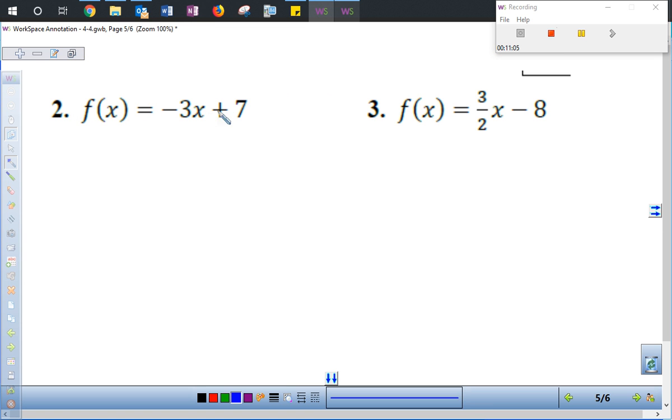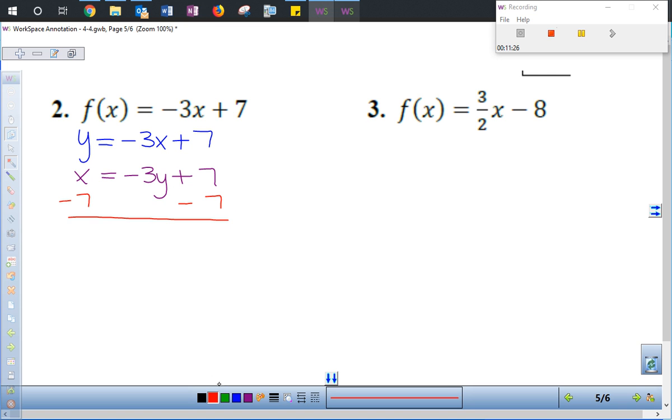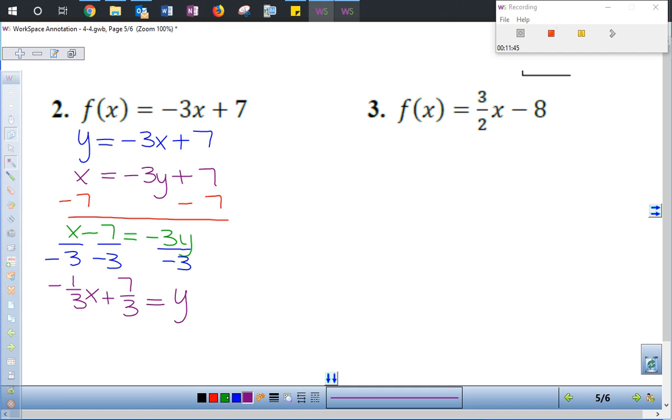So step 1, we want to change this f of x to y, so we'll have y equals -3x plus 7. Next, we switch our x and y, so x equals -3y plus 7. Then we solve for y, so subtract 7 from each side. We'll get x minus 7 equals -3y. Divide each term by -3, and I'm left with -1/3 x, negative over negative is a plus, 7/3 equals y.